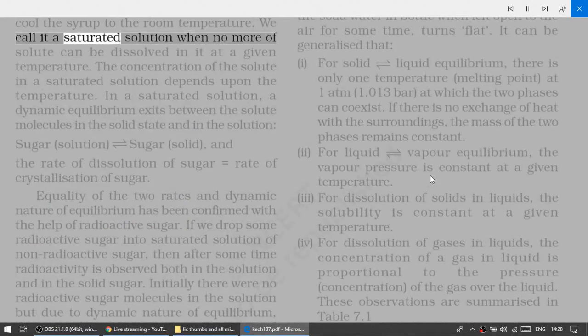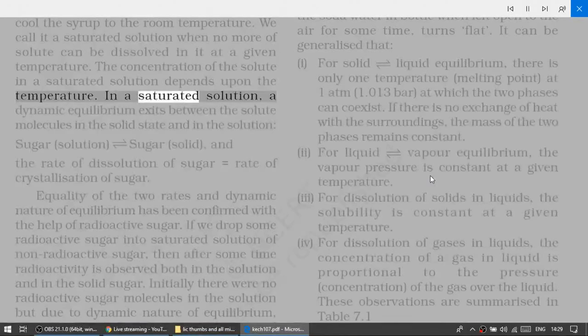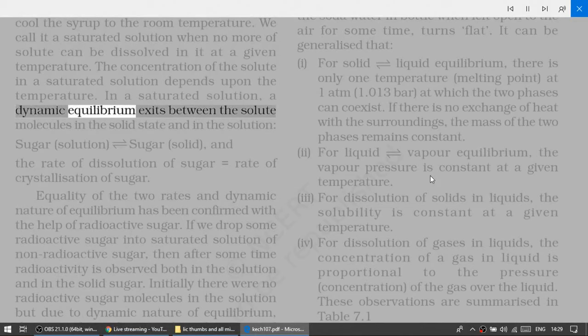We call it a saturated solution when no more of solute can be dissolved in it at a given temperature. The concentration of the solute in a saturated solution depends upon the temperature. In a saturated solution, a dynamic equilibrium exists between the solute molecules in the solid state and in the solution: sugar(solution) ⇌ sugar(solid), and the rate of dissolution of sugar is equal to rate of crystallization of sugar.